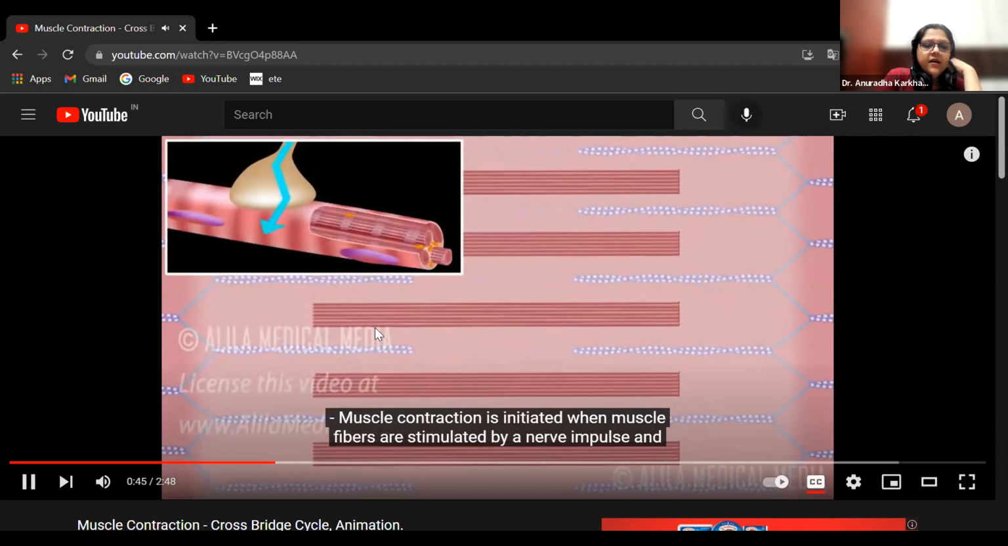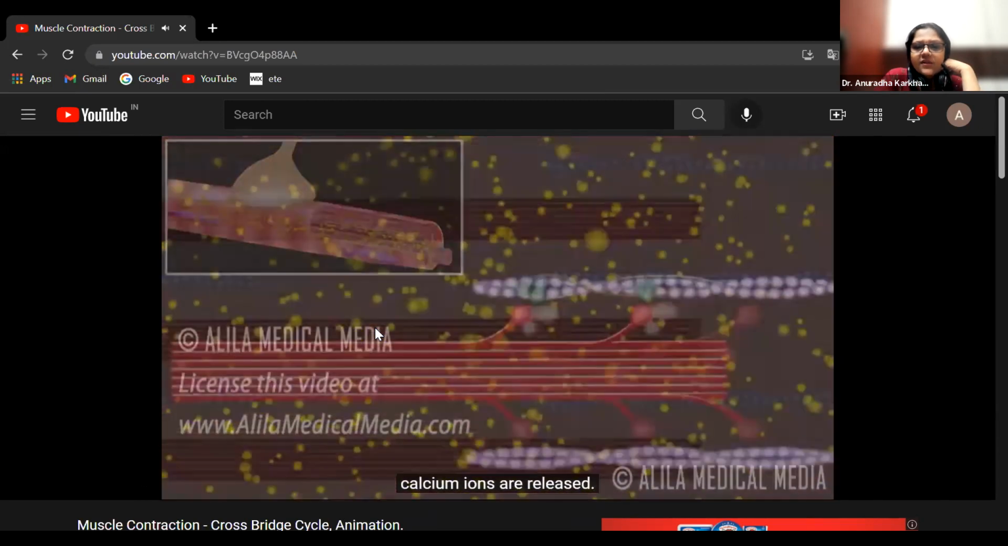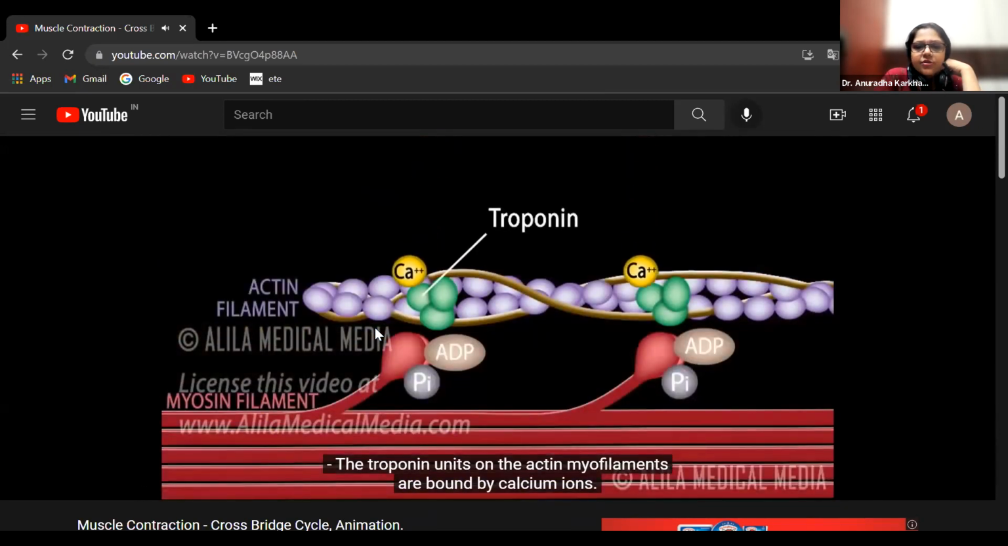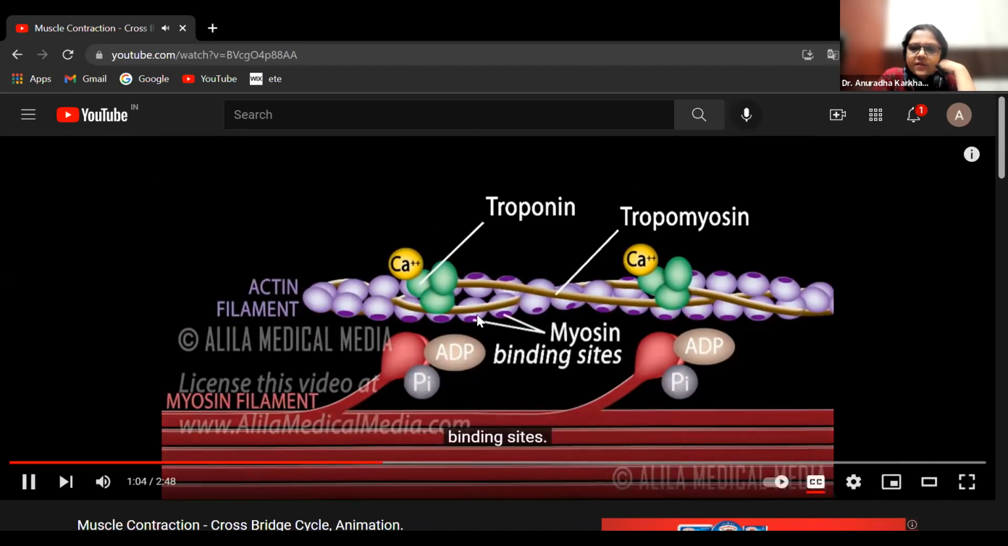So see, muscle contraction is initiated when the muscle fibers are stimulated by nerve impulses. This is the calcium ions. You can see the yellow ones are the calcium ions, which will attach to the troponin. Now the calcium ions and troponin are going to remove the masking effect. You can see how they have been removed. These are the points where the myosin heads are going to bind. So, myosin binding sites.